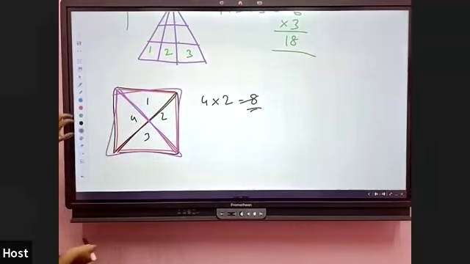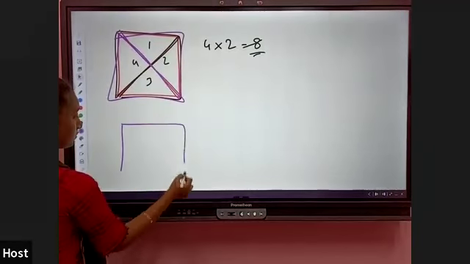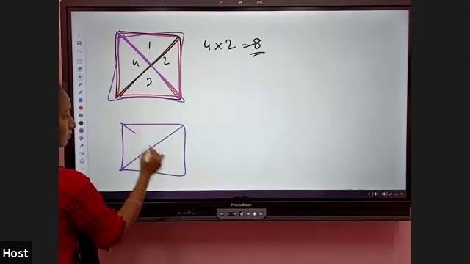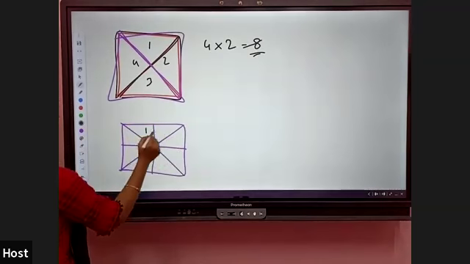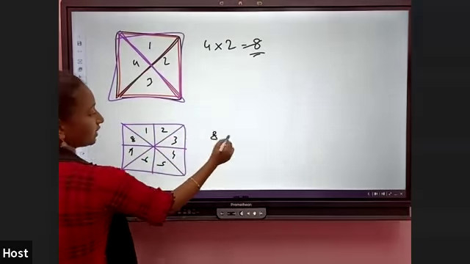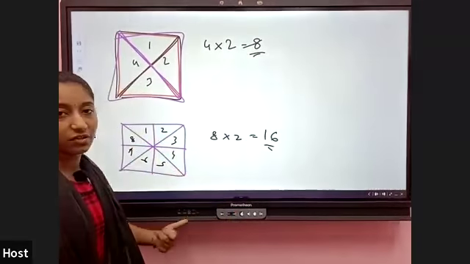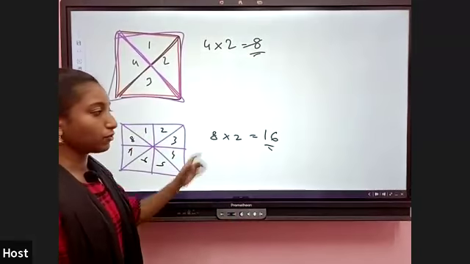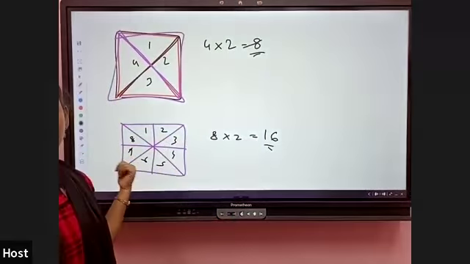Okay. So another example. Like this they are given. So count 1, 2, 3, 4, 5, 6, 7, 8. So 8 into 2 equals 16. So however many lines they give, that many into 2 you should do. So 8 into 2, 16. There are 16 triangles in the given figure.